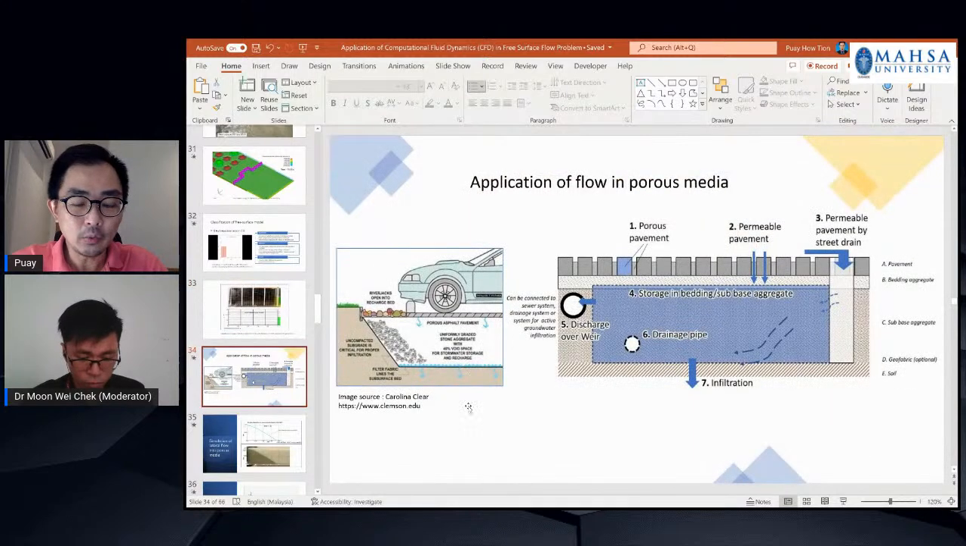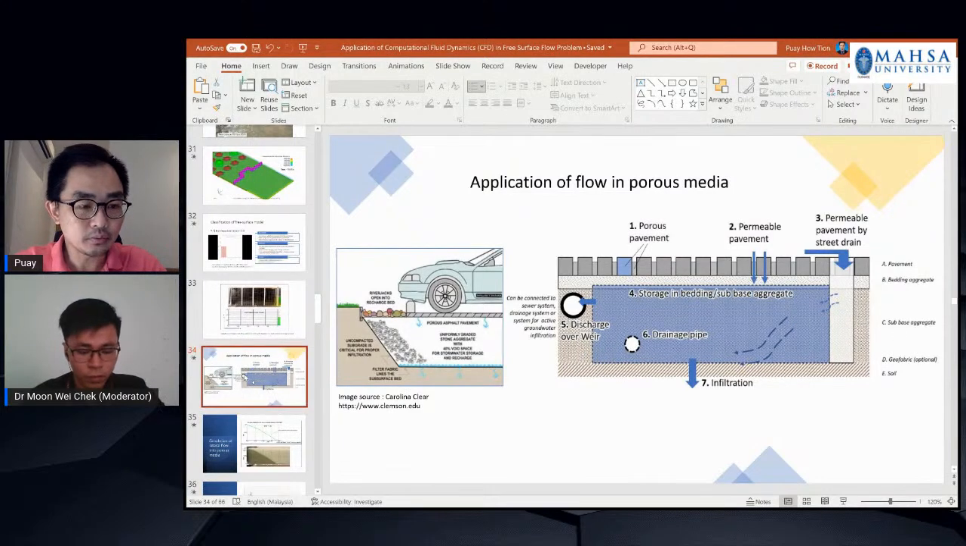So with that, we can apply the model, for example, to flow in porous media. So nowadays, there are some ideas to store water underneath the road. This is a road pavement. Some road pavements are made porous, and some have a side drain where the water runoff will be channeled into the side drain, and then channeled to a compartment underneath the road. And this compartment is made of porous media such as aggregate.